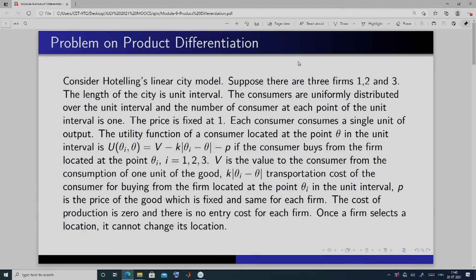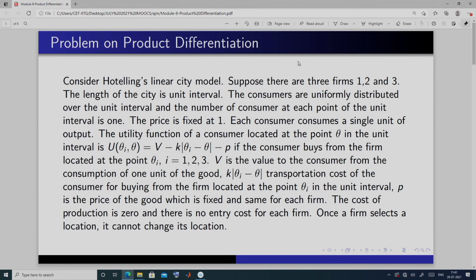So, let us solve one problem on product differentiation. In this problem, I have combined both the sequential and the simultaneous decision, because in the case of product differentiation we have done one section separately where firms decide the location simultaneously, and in another section firms decide the location sequentially. Now in this question these two things are combined. So, let us look at the problem.